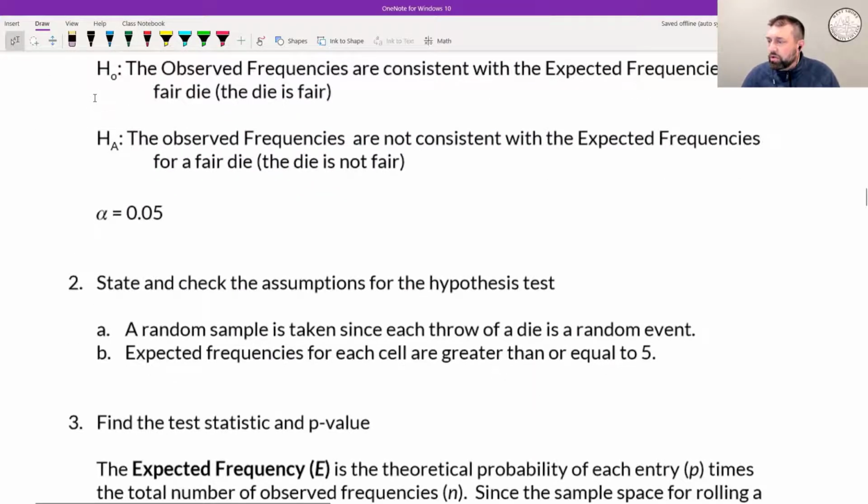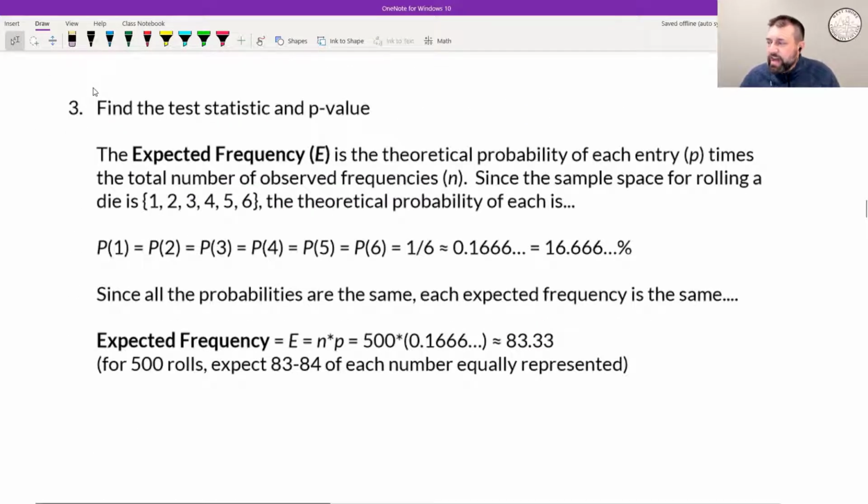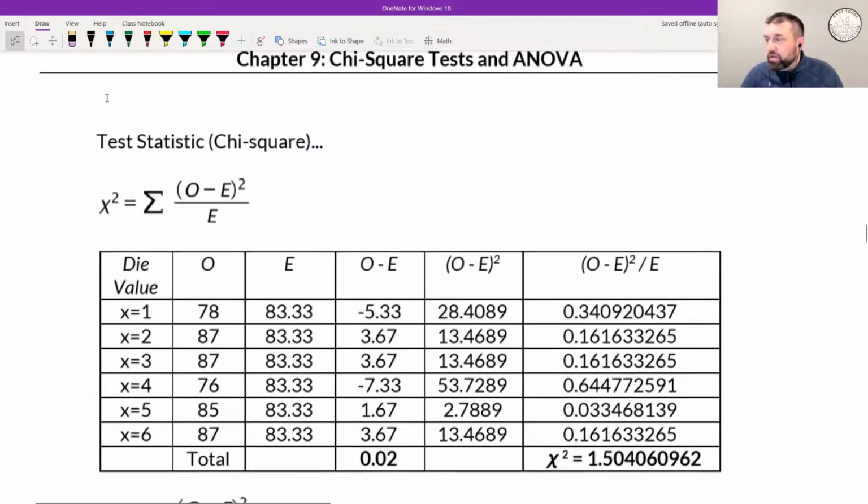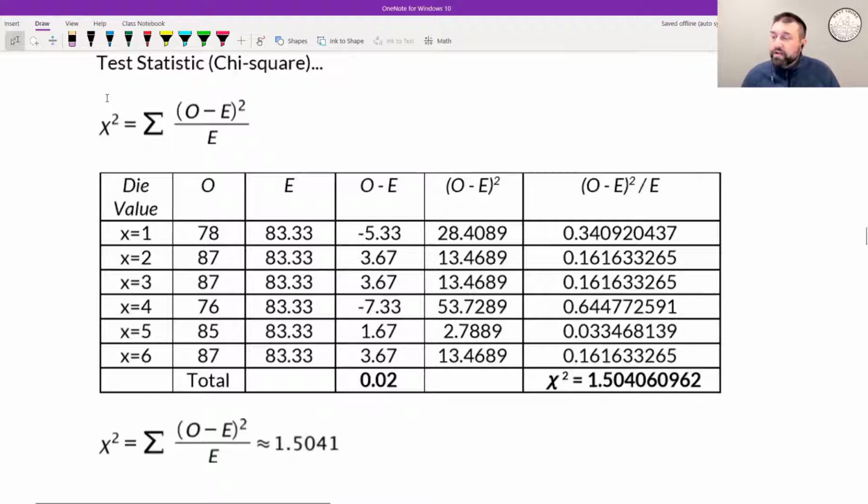So if you were to roll a 6-sided dice 500 times, you would expect to have about 83 ones and 83 twos and 83 threes and 83 fours. So if you rolled it 500 times, you would expect about 83 of each one. So if you actually go out and roll a dice 500 times and record how many ones, how many twos, how many threes, we could compare the theoretical distribution to the experimental distribution. And that's what this table does.